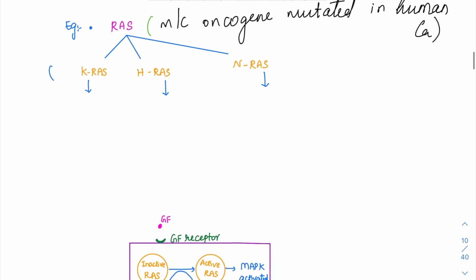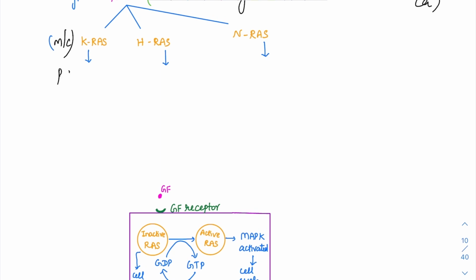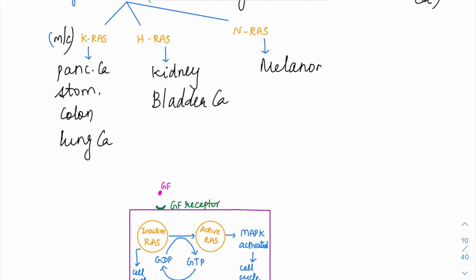Okay. So RAS, we have three classes of RAS mutation, which is KRAS, HRAS and NRAS. The KRAS mutations are going to be the most common ones. This KRAS mutations, we usually see it in pancreatic carcinomas, stomach, colon and even lung cancers. Okay, KRAS mutations. HRAS mutations you usually see in kidney cancers and then bladder tumors. Okay, NRAS mutation you are going to have in melanomas and also in acute myeloid leukemias. AMLs and melanomas you are going to have NRAS mutations.